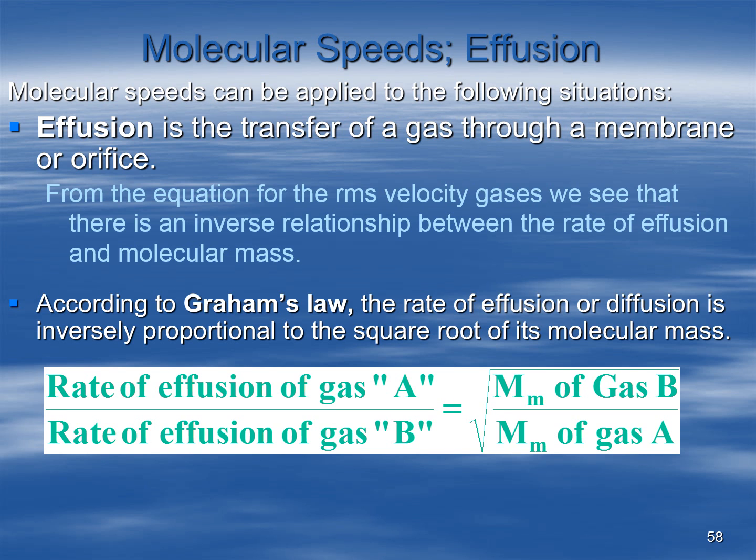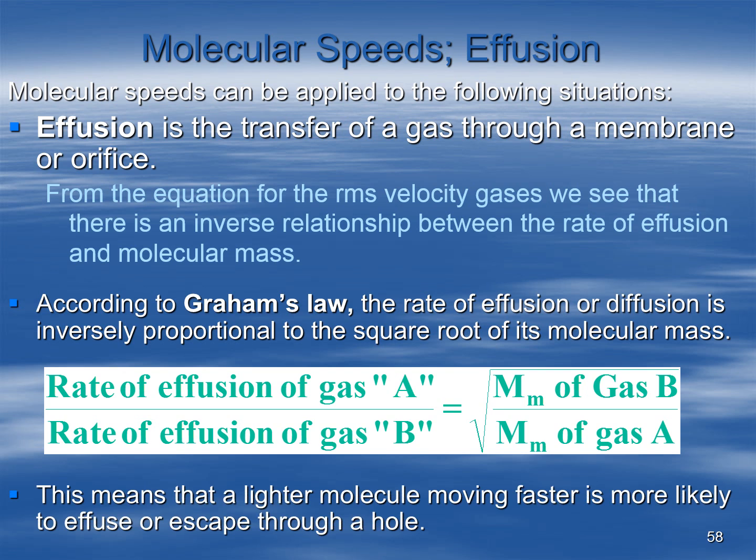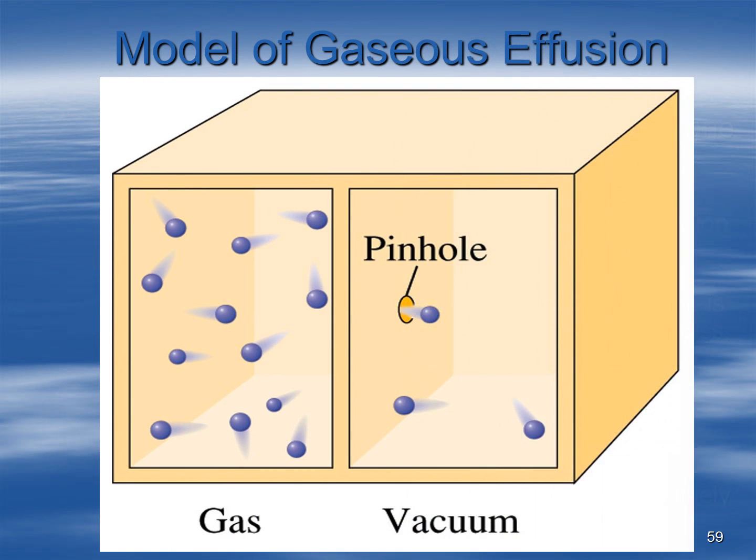So this is just the equation. It's saying that the rate of effusion of A relative to the rate of effusion of B is the molecular mass of B over the molecular mass of A, and take the square root. Mainly, this means that a lighter molecule will move faster and is more likely to effuse or escape through the hole. So that's common sense too, I think. Here they're just showing a vacuum and then gases. This is what effusion is: gases escaping through a pinhole. And of course the smaller ones should effuse faster than the bigger ones.